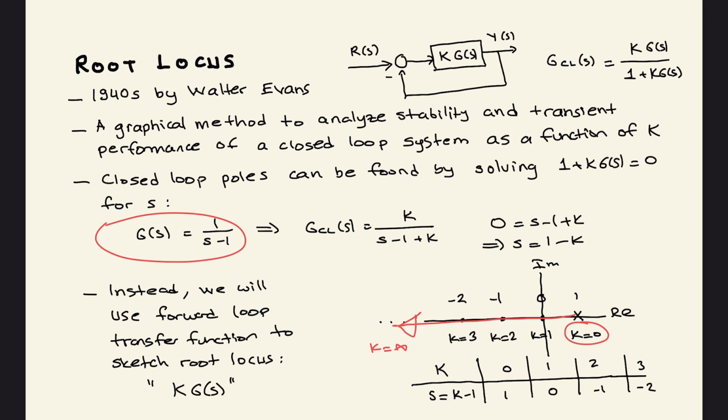Well, when we sketch root locus, we are not going to do it like this, okay? Instead of finding the closed loop system transfer function, setting its denominator to 0 and solving for S for different values of gain K, we will use the forward loop transfer function. Here is your forward loop transfer function. And by only using this forward loop transfer function, we are going to sketch.